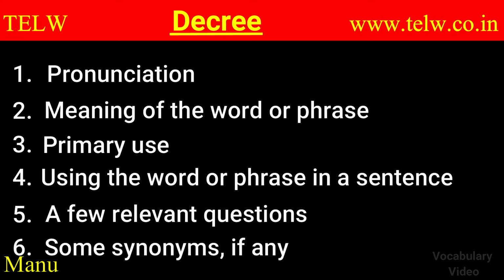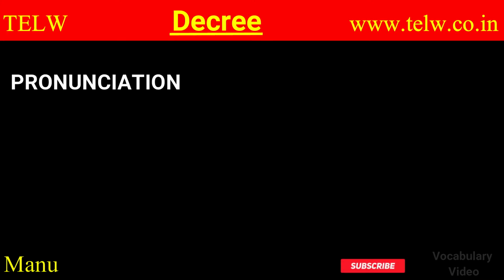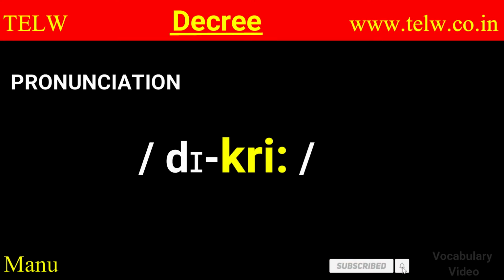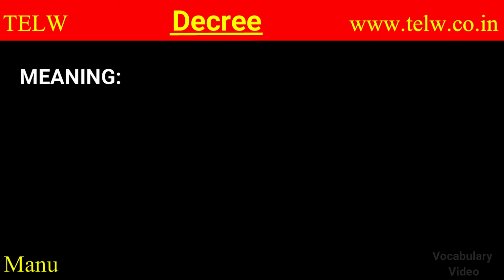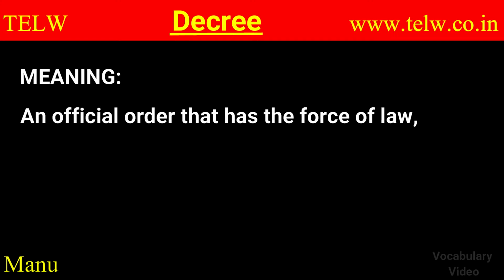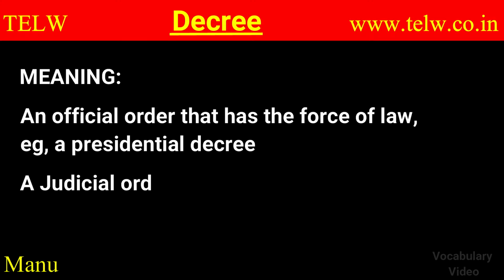Let's start. How do you pronounce it? It's decree. The second syllable, cree, is stressed, which means the first is not stressed. Decree. What does it mean? It means an official order that has the force of law. For example, a presidential decree, a judicial order.